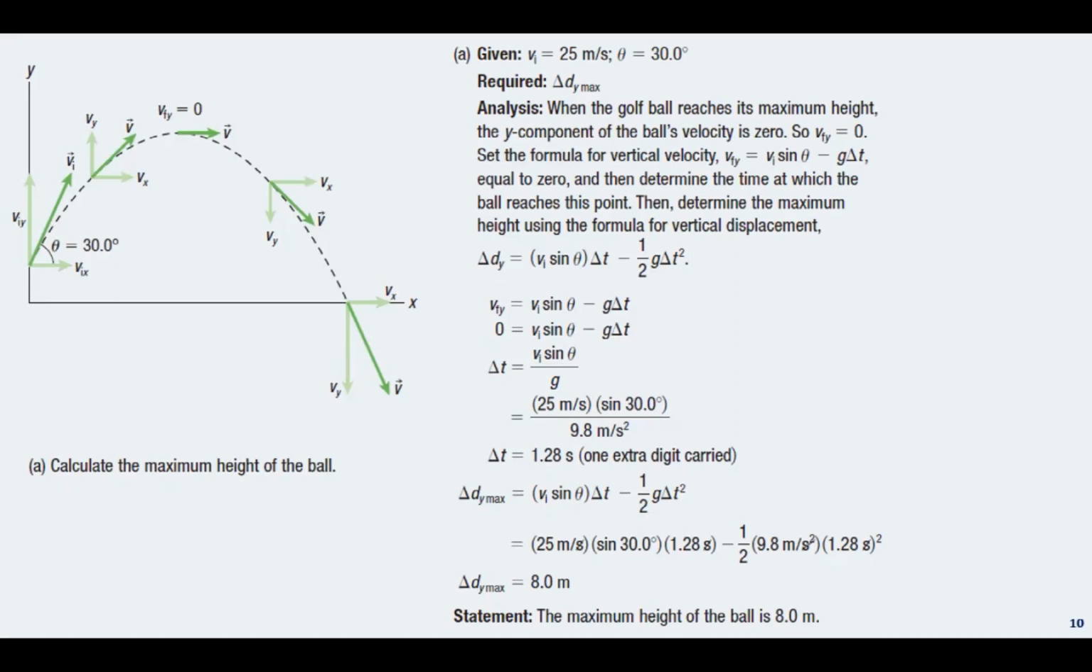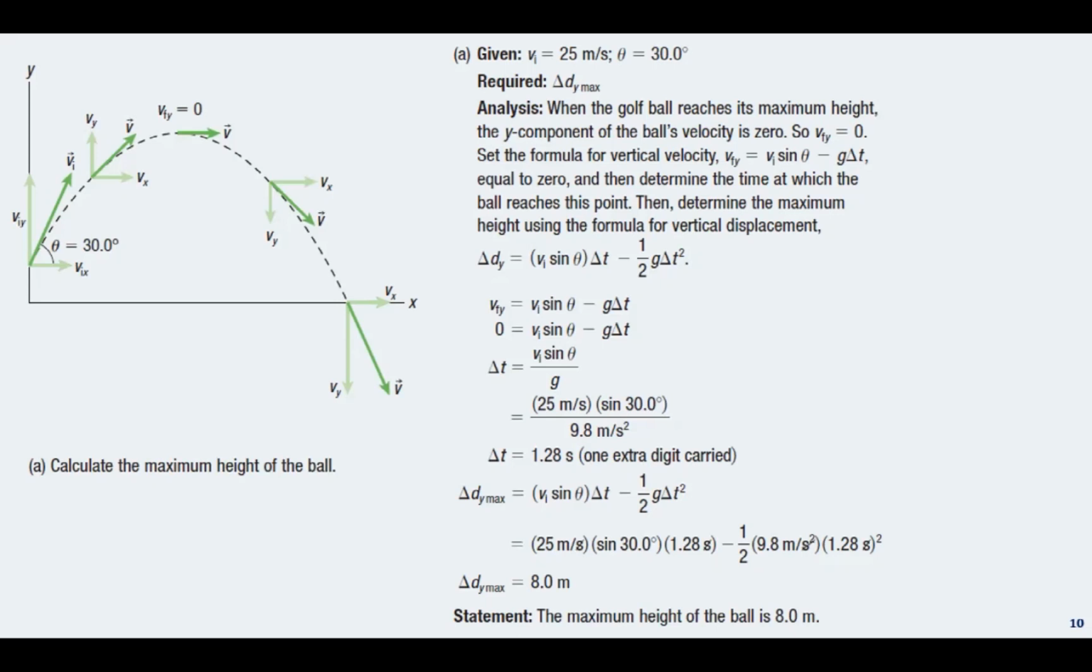Okay, so we have the following relationship. Delta dy equals vi times sine theta times delta t minus 1/2 times g times delta t squared, right? On the other hand, we have vfy equals vi sine theta minus g delta t. And putting all the values in, we have delta t equals vi sine theta over g. This gives us 1.28 seconds.